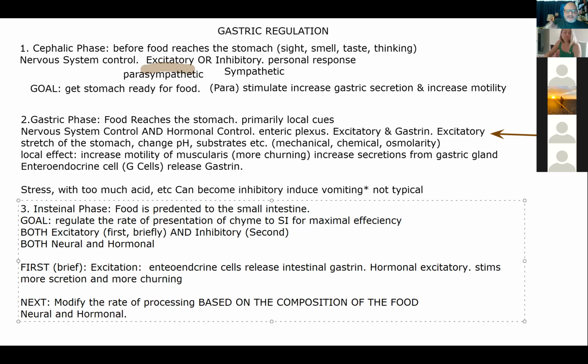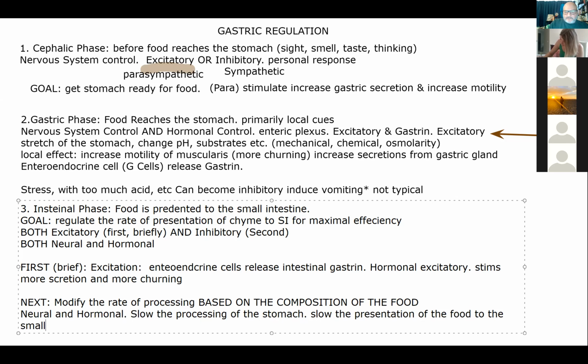And in most cases, the goal here is going to be to slow the processing of the stomach and slow the presentation of the food to the small intestine. Run out of room, so let's go back to the pretty picture and look at this here, and we'll finish this off.